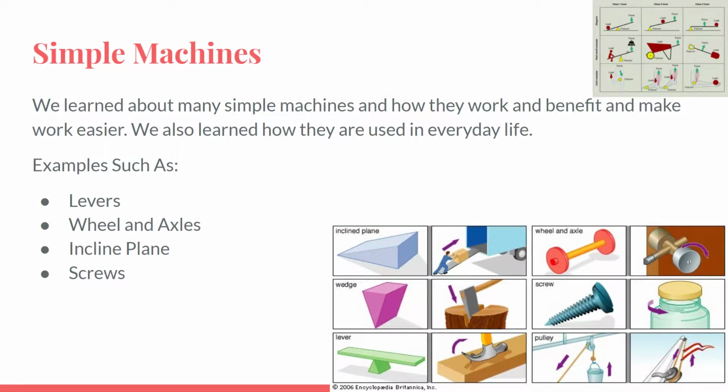Simple machines. We learned about many simple machines and how they work and benefit to make work easier. We also learned about how they are used in everyday life, such as levers, wheel and axles, inclined plane, and screws. As you can see, there are many examples shown in this picture.